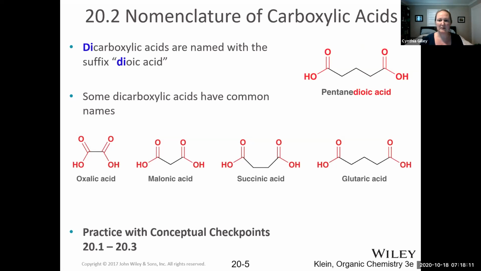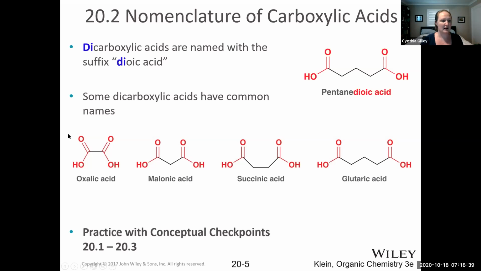Dicarboxylic acids are named with the suffix dioic acid after the carbon chain. So for example, because this is a 5-carbon chain, we would name this pentane and then with the suffix dioic acid. Some dicarboxylic acids have common names because they are, well, common. And you'll see these names periodically pop up various places.